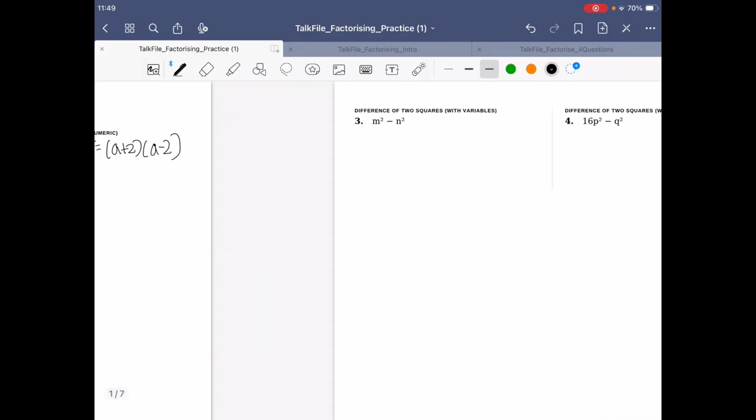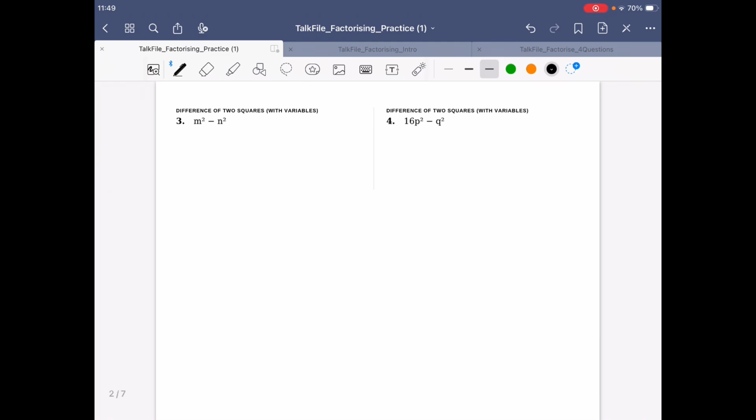Another thing is now it's not a number. They both are variables, in this case m and n. But for me it looks way easier than before. We know one is m and one is n, we just square them both, and it's the difference of them. So it's just m plus n, m minus n.